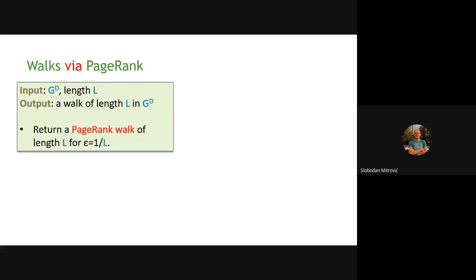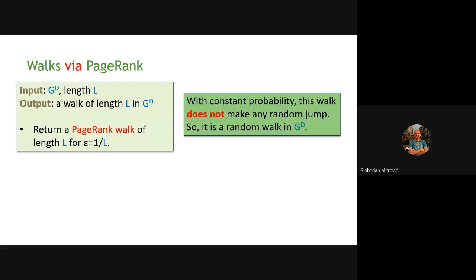and return this walk. And that's it. And actually you can show that with constant probability, this walk defined in the page rank walk will not have any random jump. But if it doesn't have any random jump, it is just a regular random walk, right? And since you're working with directed graphs, you will actually be able to output in this way a random walk in the directed graph.